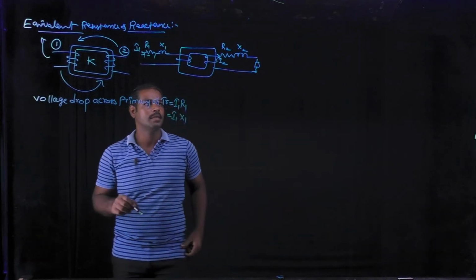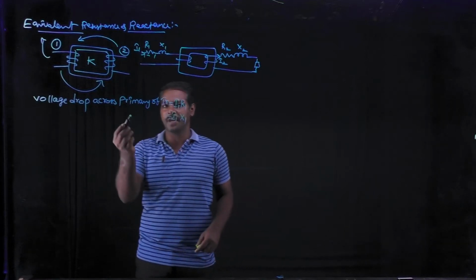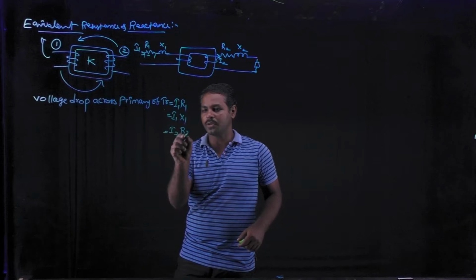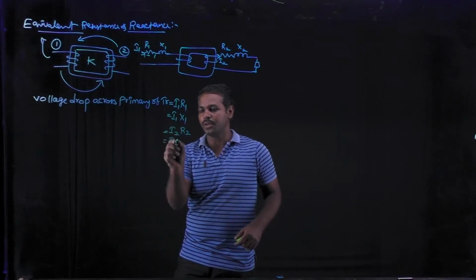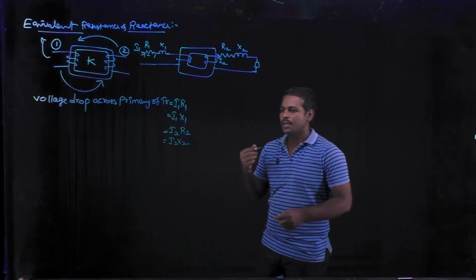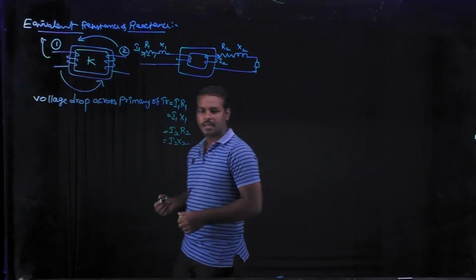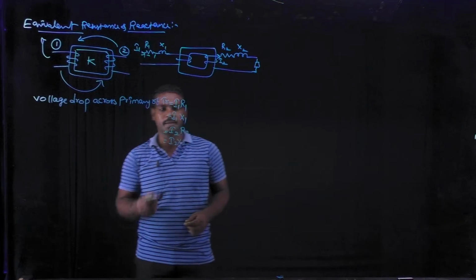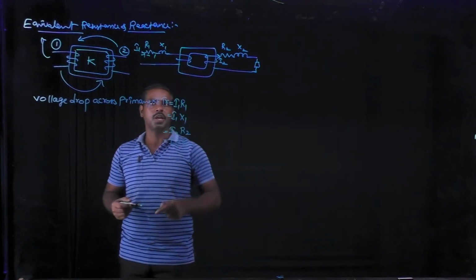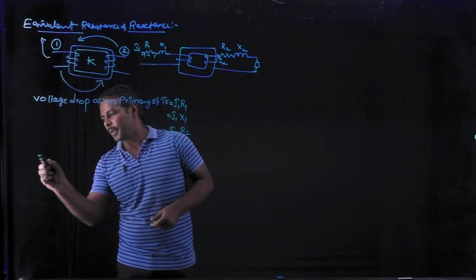For the secondary resistance, it is equal to I2 into R2. The fourth one is equal to I2 into X2. These are the four parameters, presented as the voltage drop across each element. Based on these voltage drops, we can find the copper losses.